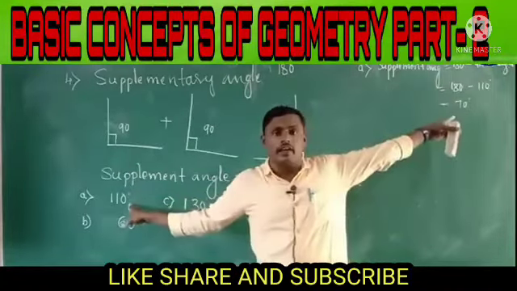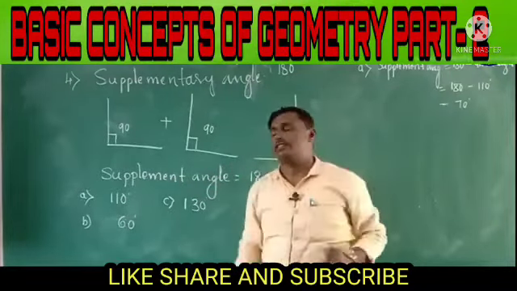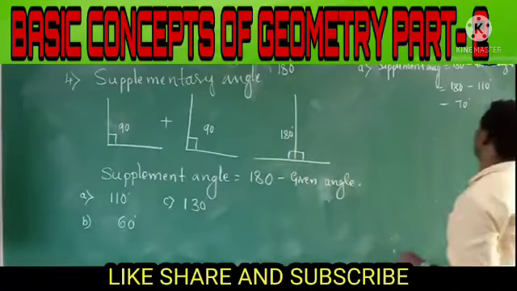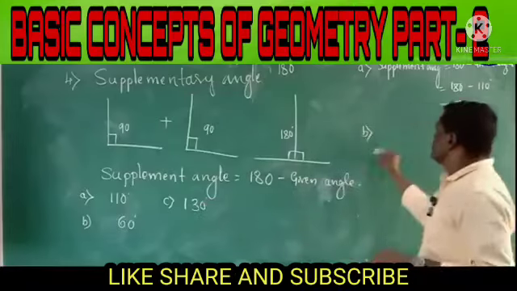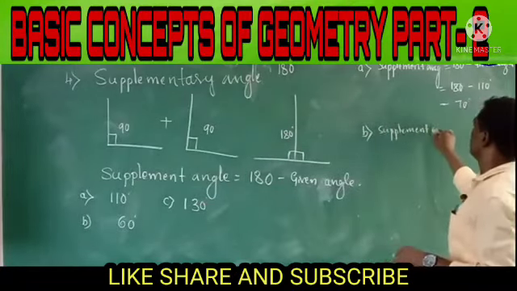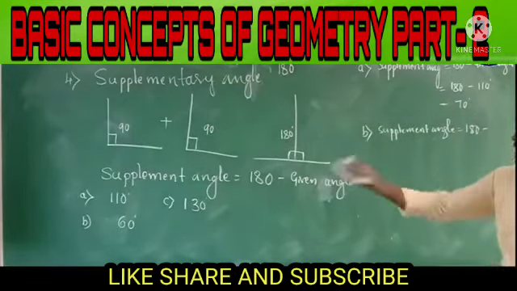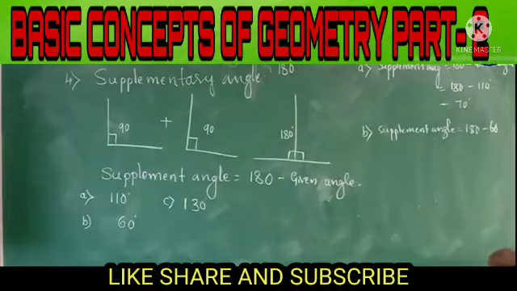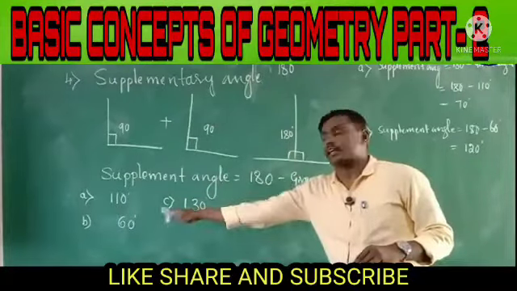By adding these two angles, we will get exact straight line, or the sum of that two angles is equal to 180 degree, right? So similarly calculate the second one, that is B. Supplement angle is equal to 180 minus, what is that given angle? 60 degree. 180 minus 60 degree. So 180 minus 60 is 120. So 120 is the another supplement angle to the given second angle.